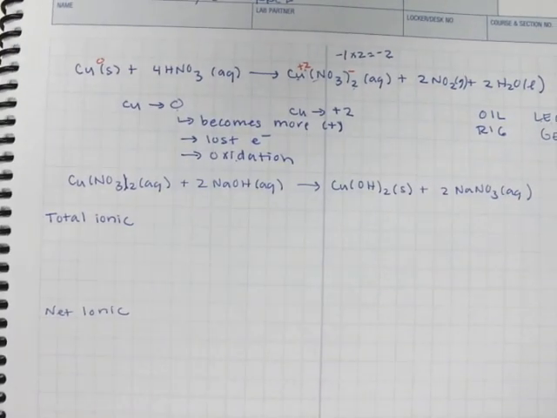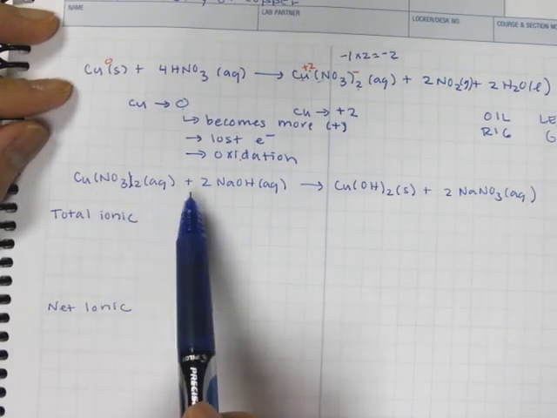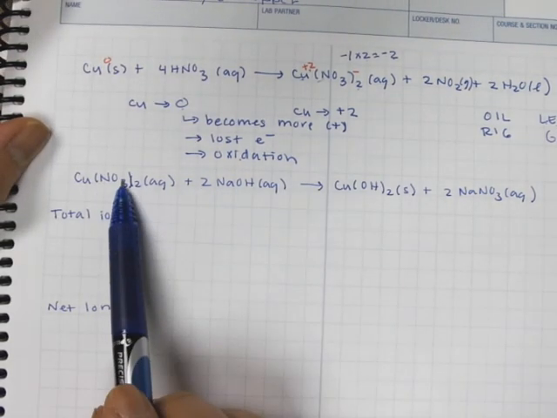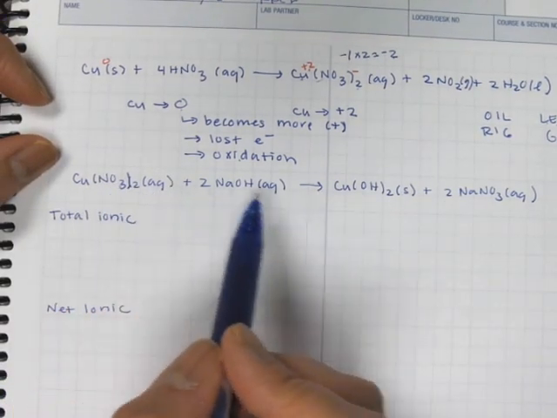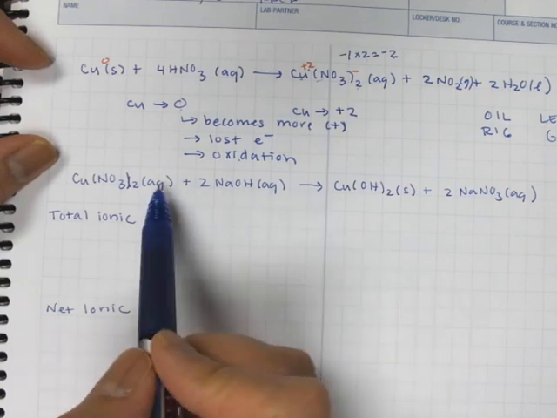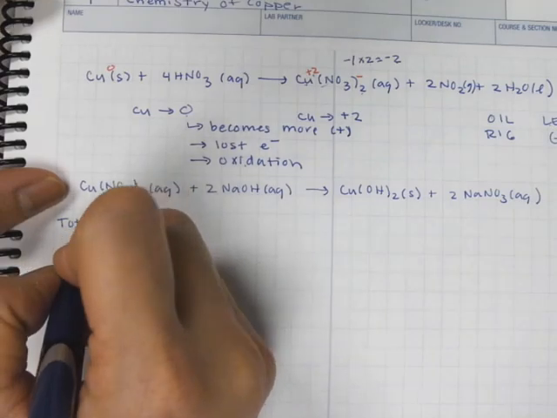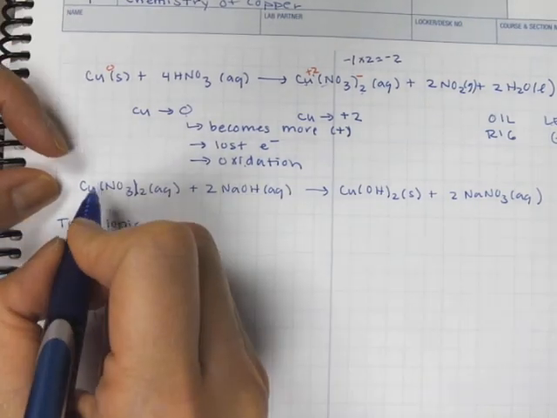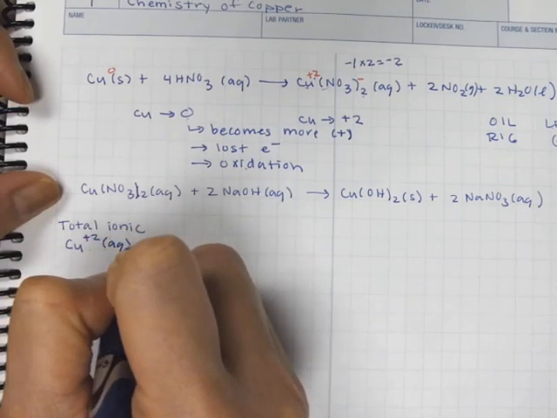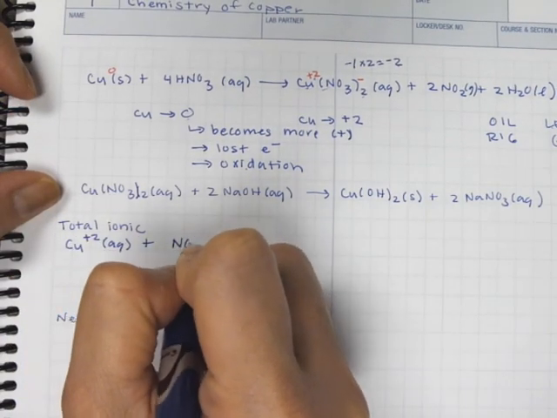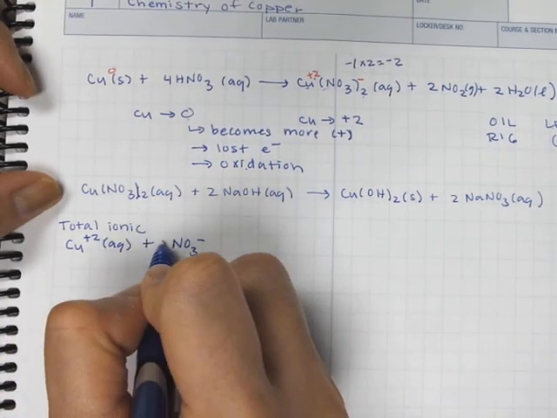Okay, this is later in the experiment, maybe the next step, but if you were going to do the total ionic equation for this reaction, you want to break up all the things that are dissolving or dissociating into the solution, which are all the aqueous components, and those will be broken up into the ions. So for copper, we already said that was 2+, so we indicate the charge and also its state, which is aqueous. Nitrate has a minus charge, and there's 2 nitrates, so you want to put the 2 out front.